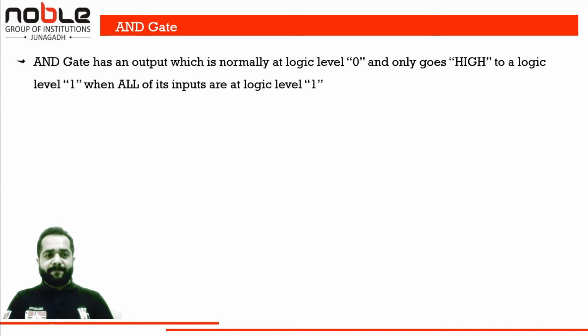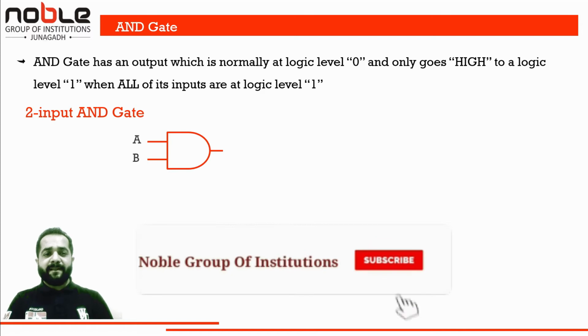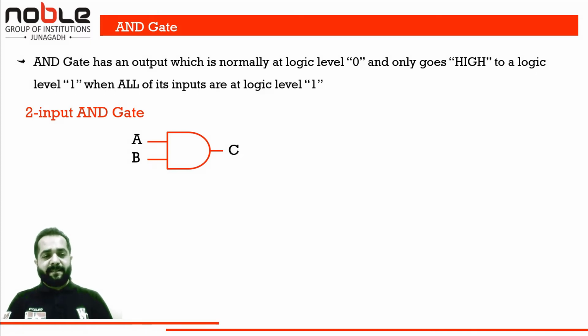What is an AND gate? An AND gate has an output which is normally at logic level 0 and only goes high to a logic level 1 when all its inputs are at logic level 1. The two input AND gate symbolic representation is mentioned here. Here we can see there are 2 inputs, A and B, and the one output is mentioned as C.